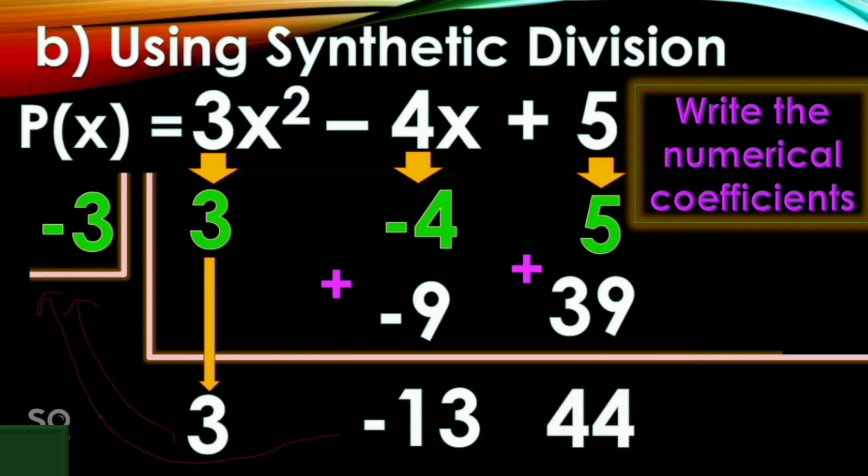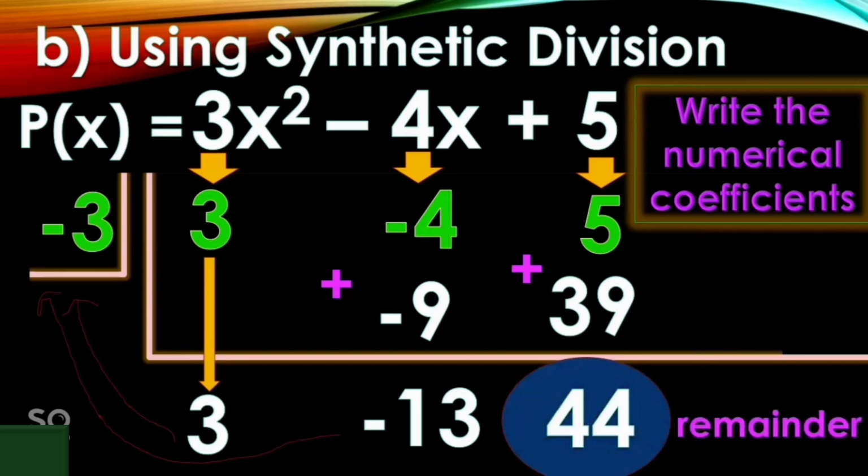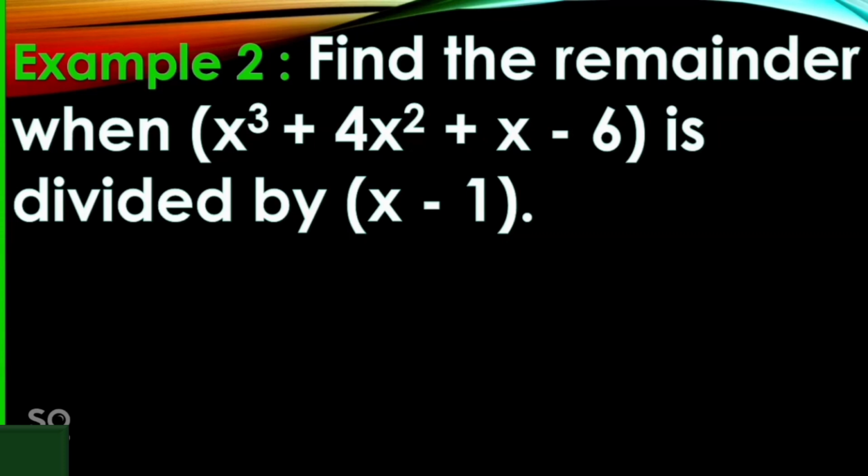So, the remainder we got from the remainder theorem and from synthetic division is the same. So either of the two can be used to get the remainder. In synthetic division, the last number, the final result we got, is called the remainder. Okay, so let's have another example, example number 2. Find the remainder when x cubed plus 4x squared plus x minus 6 is divided by x minus 1. Again, we're going to find the remainder.